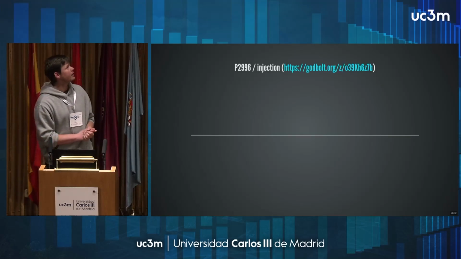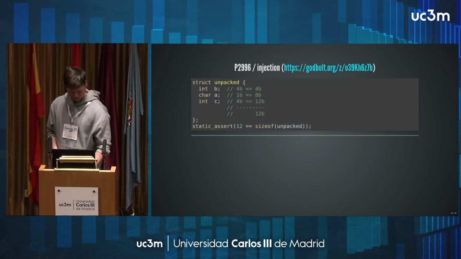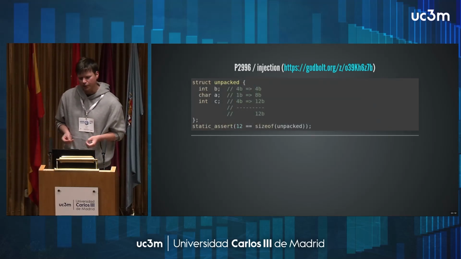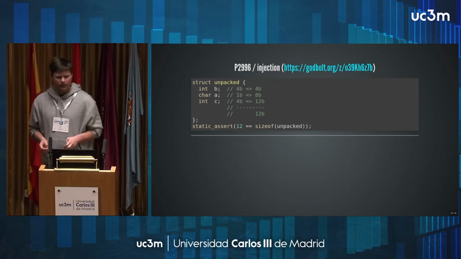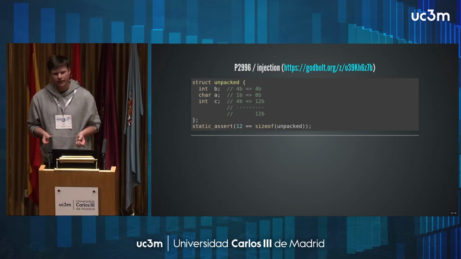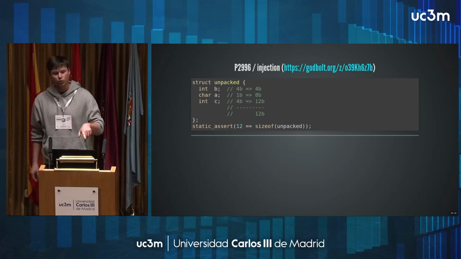So injection. Injection is actually an interesting part in that proposal, especially. As I pointed out, we cannot generate the code, but you can inject into the classes. So if you have an unpacked struct in that case, that takes 12 bytes. Anyone, how much would the size of this guy be if you actually rearrange the members in some order? Can that be smaller than 12 bytes?